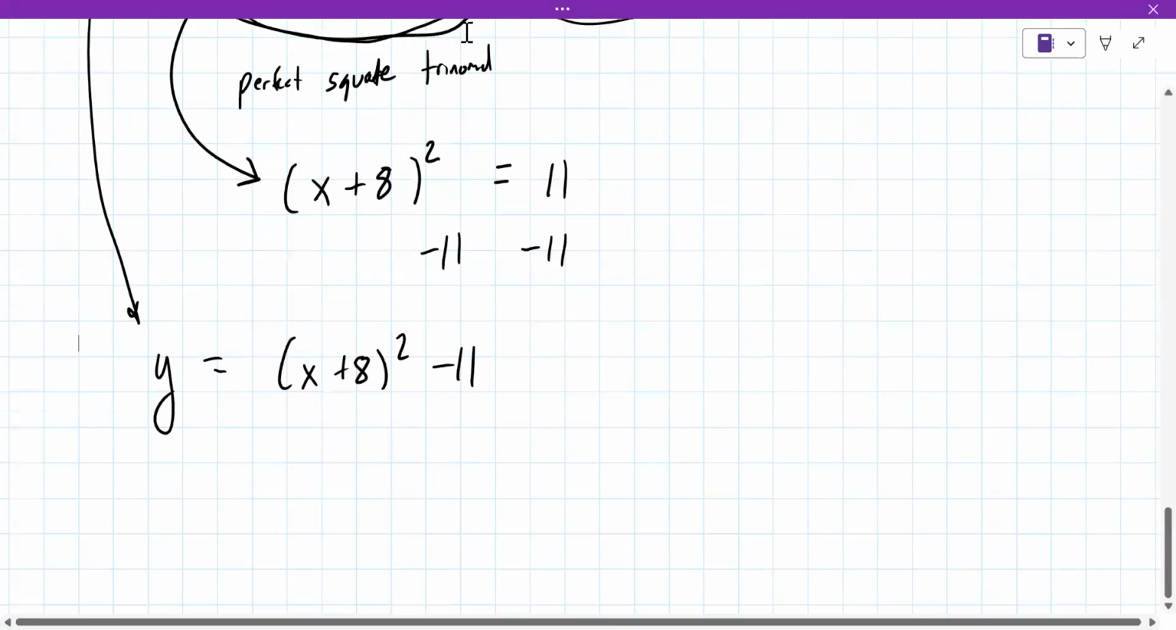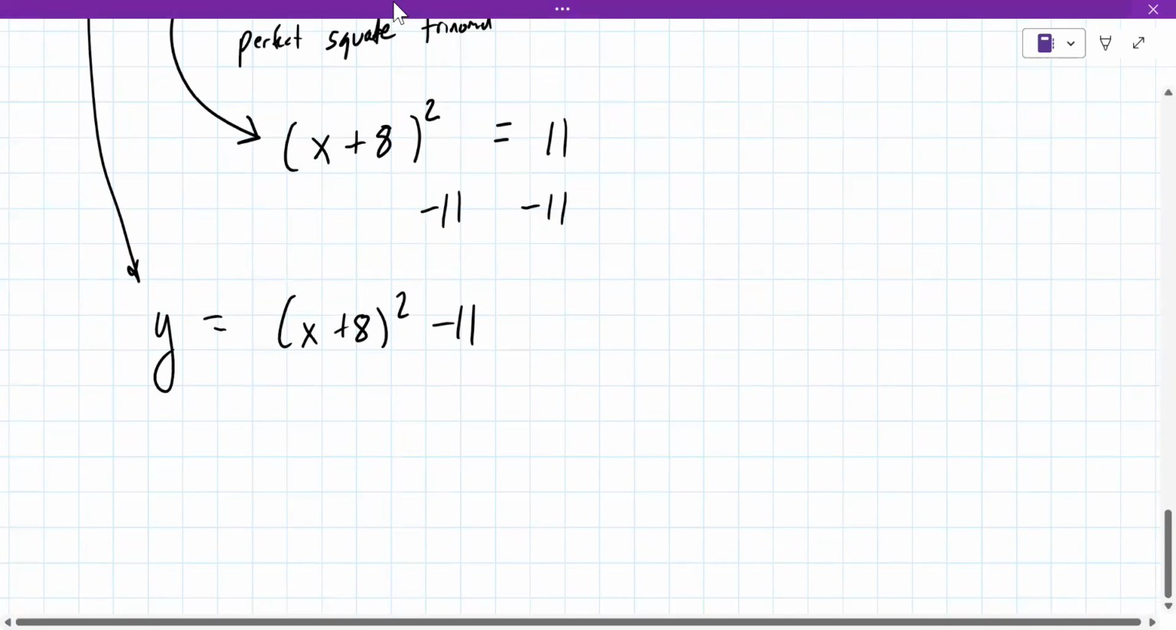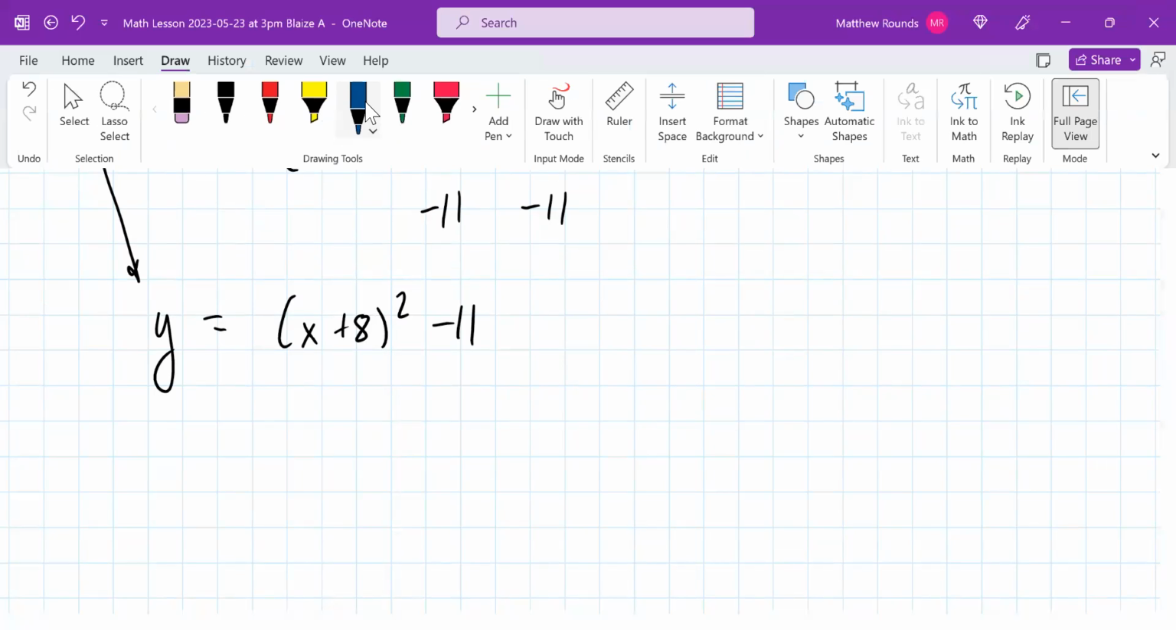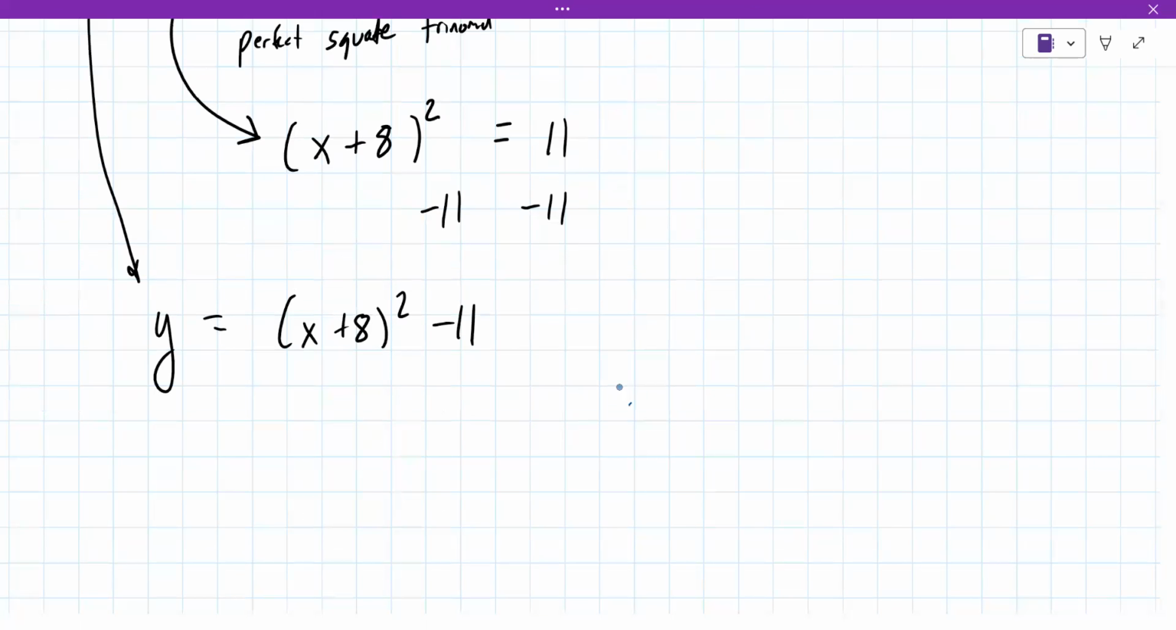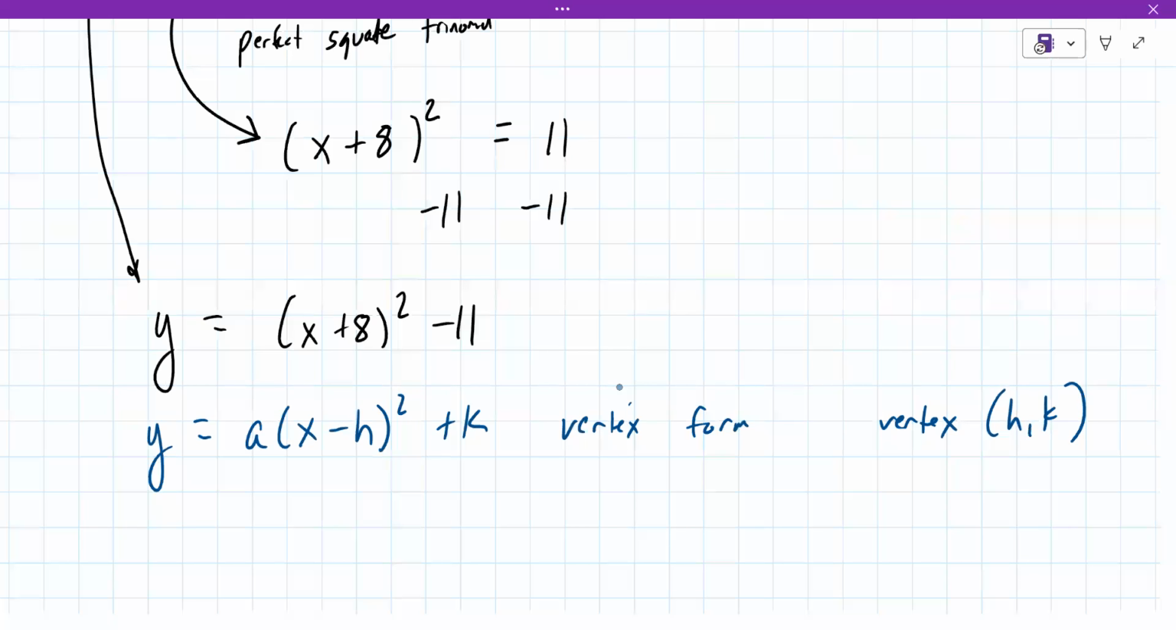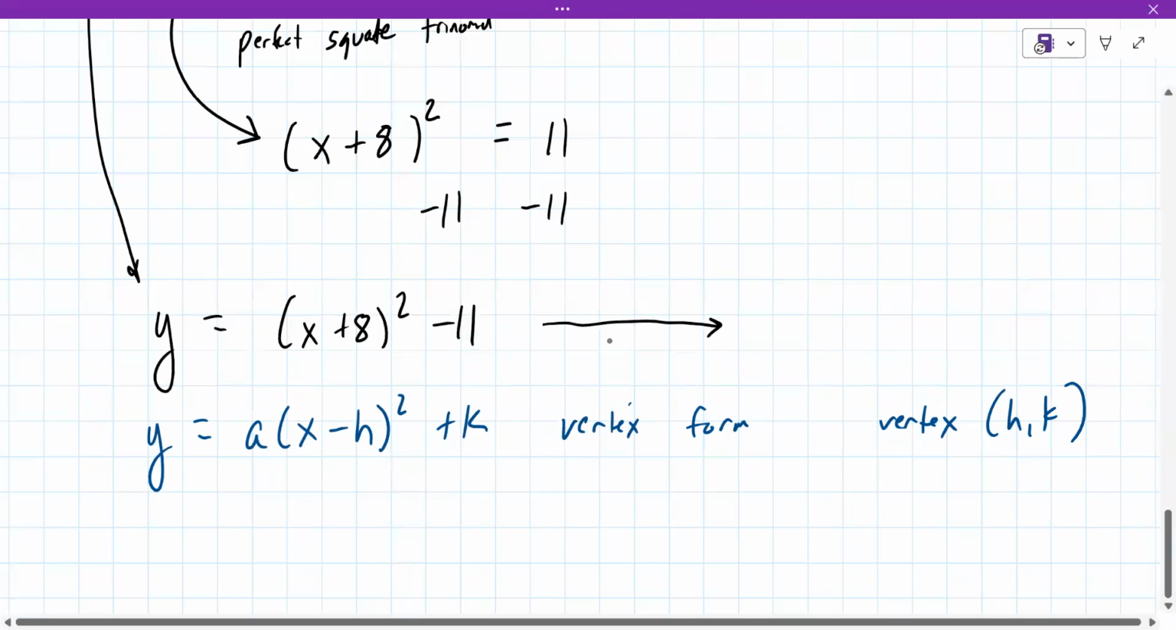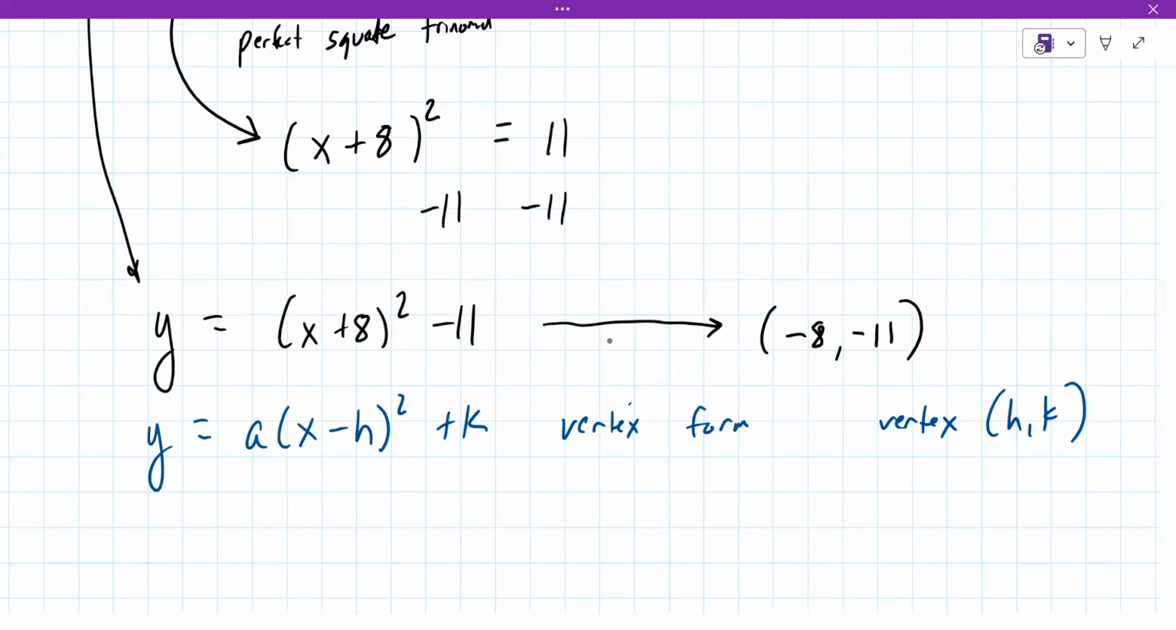Yeah, so there's a bit more to this. If you notice in the problem, it says to name the vertex and the y-intercept. So this is important here. What I'm writing in blue is considered vertex form, and the vertex is h comma k. So in your problem, the h, k is -8, -11.